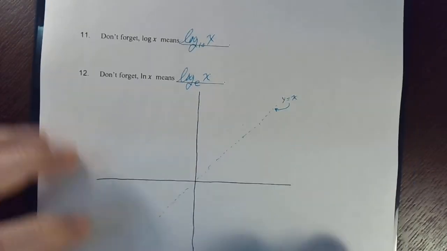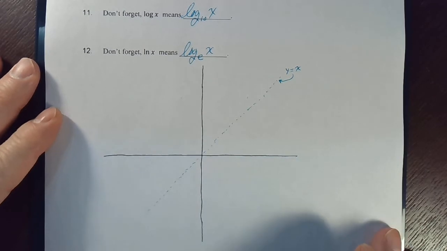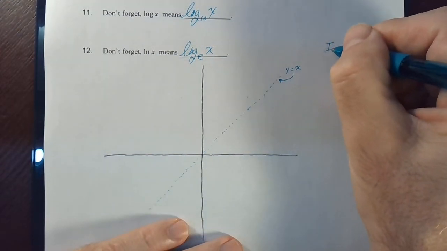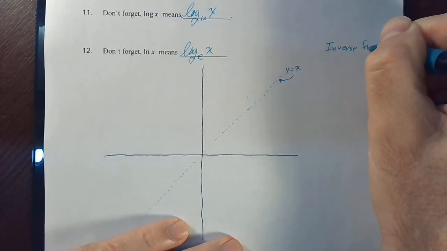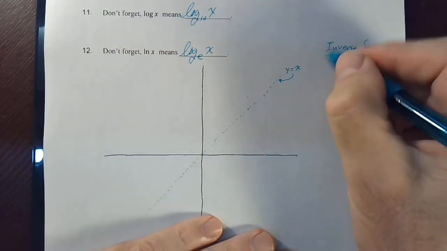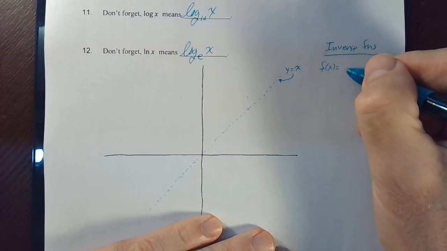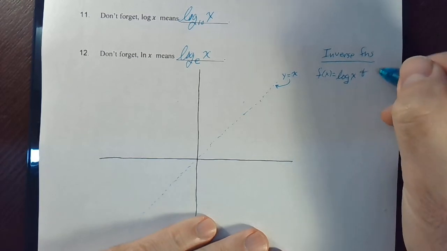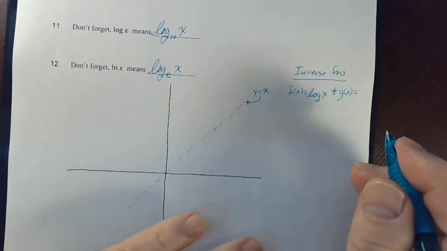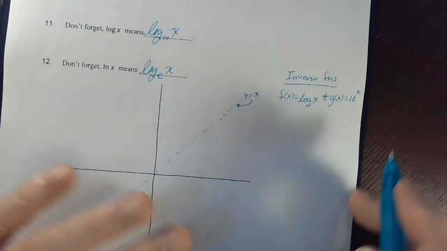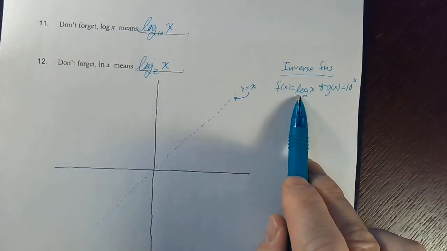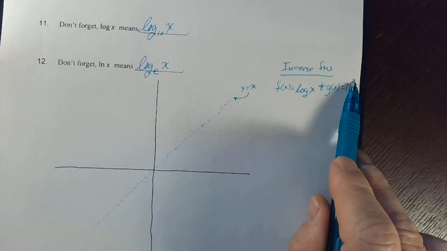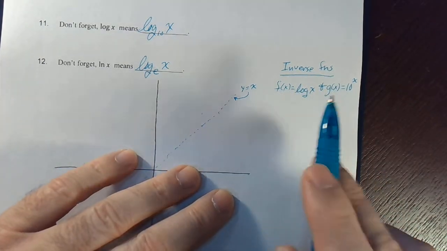And before finishing the video, I just drew a little simple graph here. I wanted to show you how, let me write down something first. Inverse functions. f of x equals log x, and g of x equals 10 to the x. Those are inverse functions. Log base 10 of x and 10 raised to the x power. Exponential function, log function.